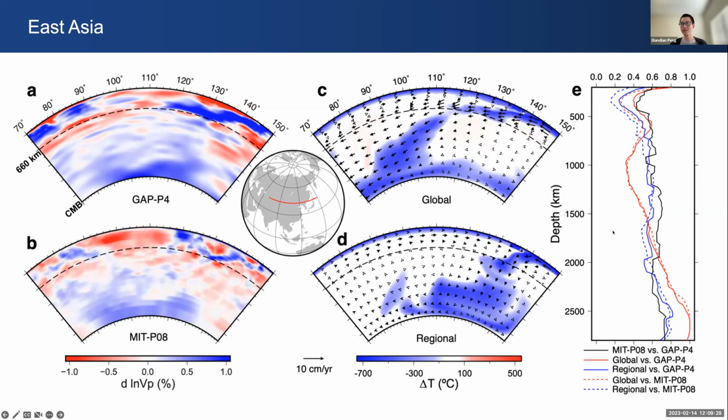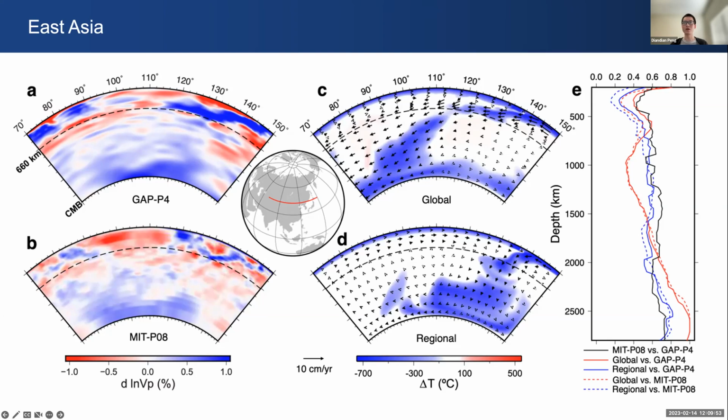Based on panel E, we can see that for most depths, the global model is better than the regional model, except the mid-mantle around 1,000 kilometers, because for these depths, there are not many slabs. So this evaluation has large errors.